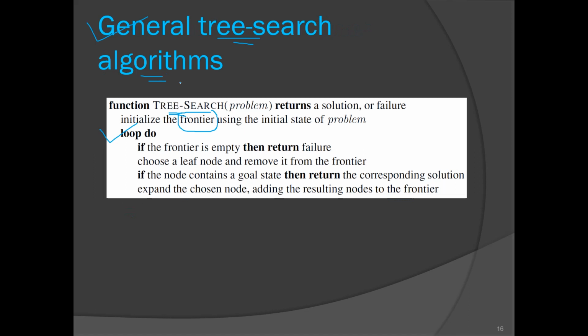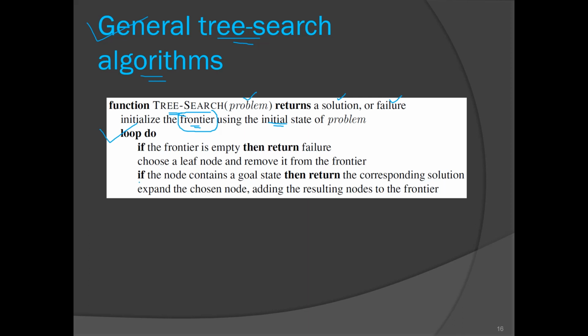Now let us see the tree search algorithm. So we are writing a function tree search. The problem will be its parameter. If the goal state is there in a search tree, we will return a solution or otherwise failure. Now initially in the frontier there will be our initial state, right? We will initialize the frontier with the initial state of the problem.